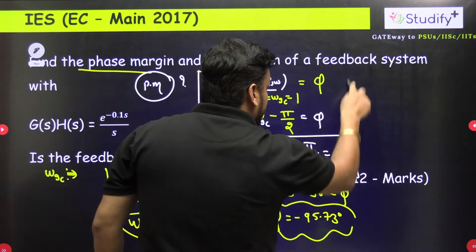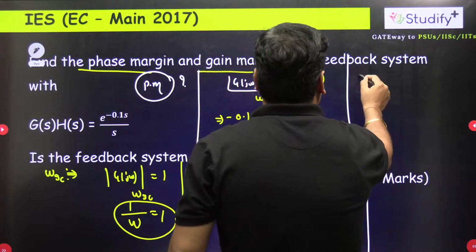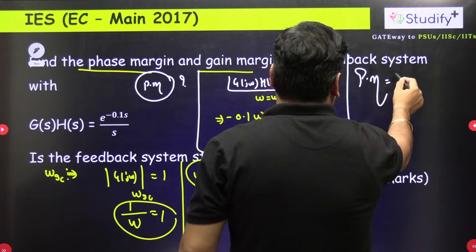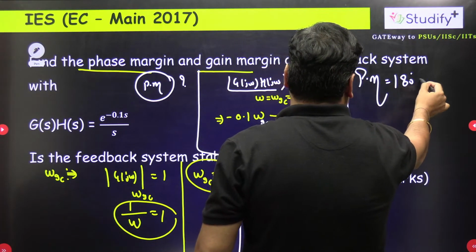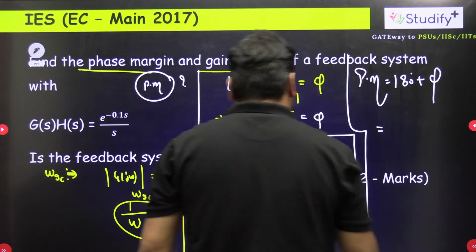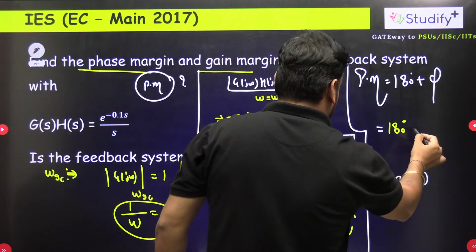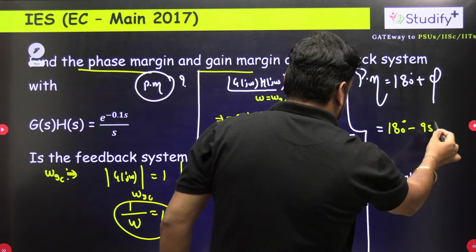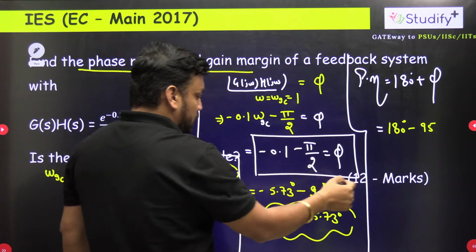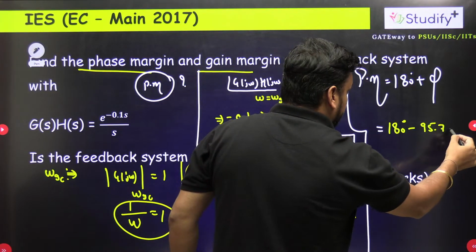And what is phase margin finally? Finally, phase margin has come, children. 180 plus 5. What is phase margin? 180 plus 5. Phase margin is nothing but 180 degree plus 5, meaning you need to substitute the exact value of 5, so minus 95.73 degree.